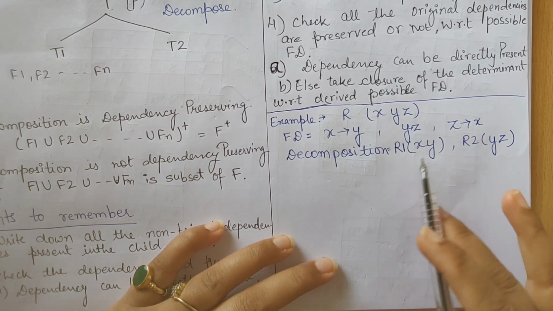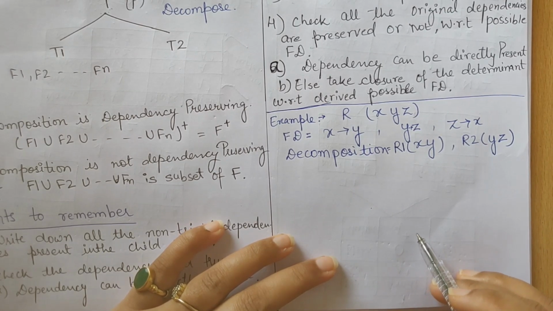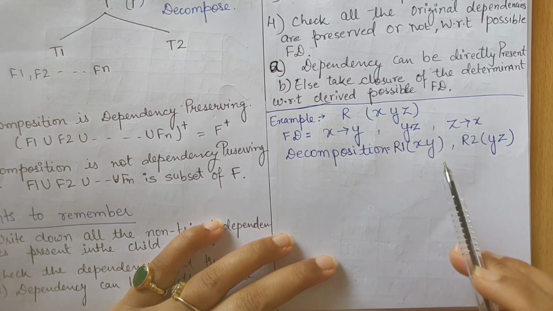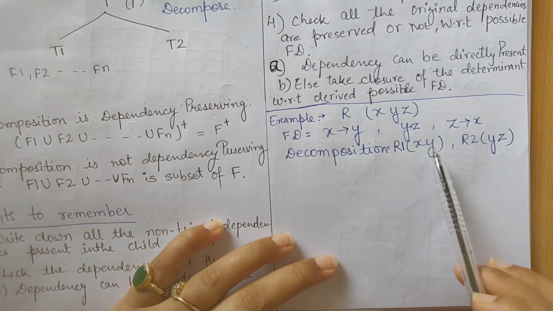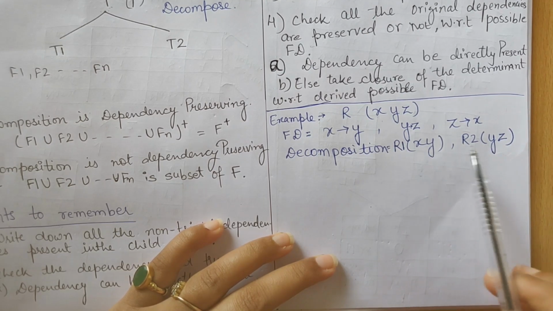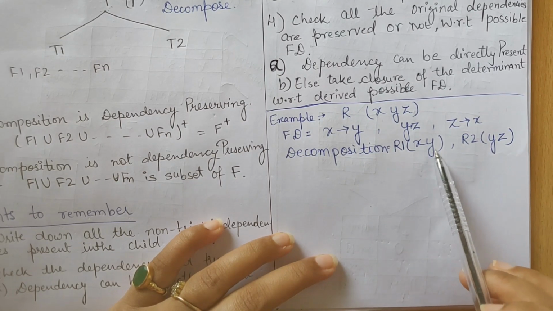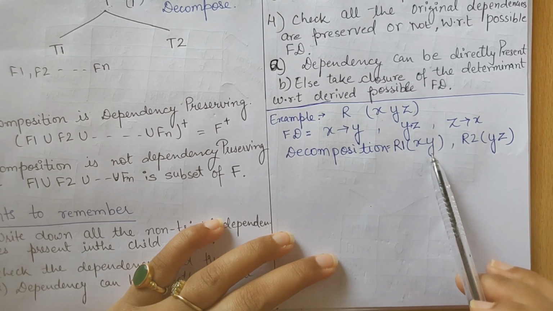So the first thing we have to check is whether this decomposition is lossless or not. For checking lossless, there were 3 important conditions. All the attributes should be present in R1 and R2. So X, Y and Z are all present. There should be one common attribute between these two tables. So Y is the common attribute, and the values for this Y should be distinct.